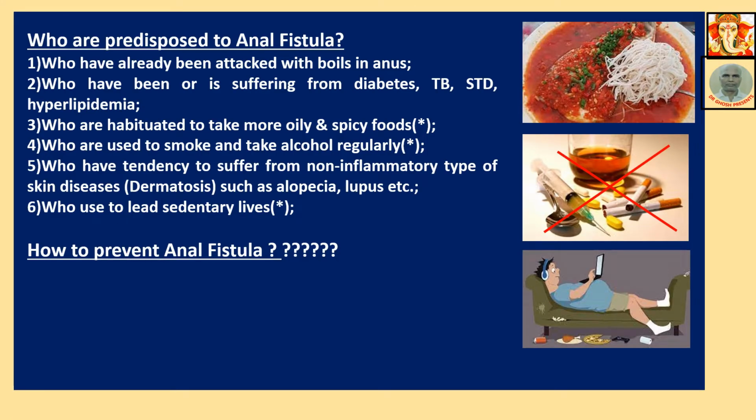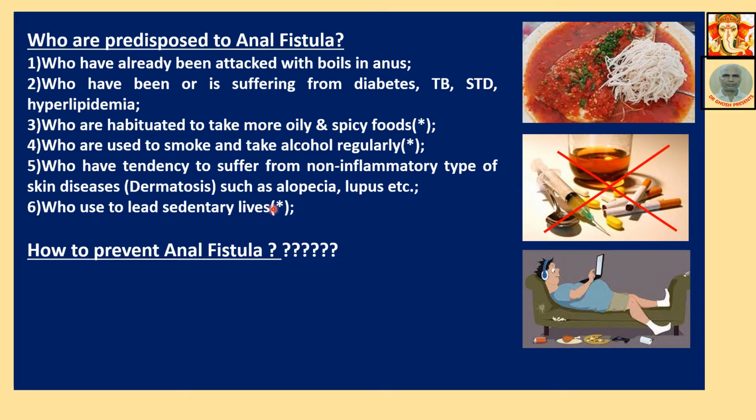Who are predisposed to anal fistula? Number one, who have already been attacked with boils in anus. Number two, who have been or are suffering from diabetes, tuberculosis, sexually transmitted disease, hyperlipidemia. Hyperlipidemia means extra fat in the blood. Number three, who are habituated to take more oily, spicy foods. Number four, who are used to smoke and take alcohol regularly. Number five, who have tendency to suffer from non-inflammatory type of skin diseases, dermatosis, such as alopecia, lupus, etc., who are used to lead sedentary lives.